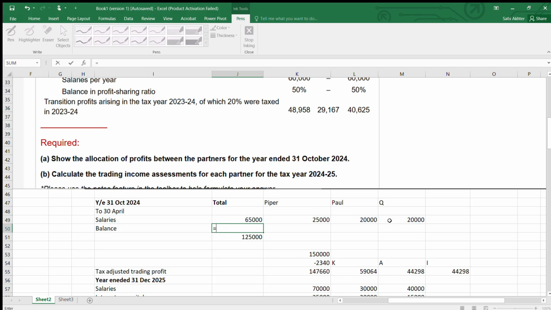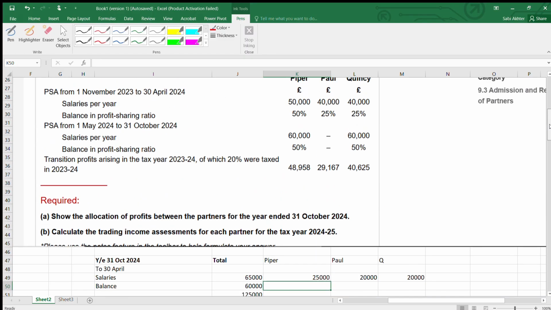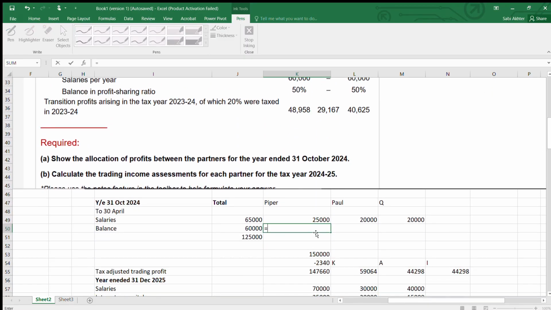Done. Now this one will be this minus, done. So this 60,000 will be divided into, ratio has been given 50, 25, 25. So when you are taking, it is 50% of this. Then 25% of this. Here it is this. Done.